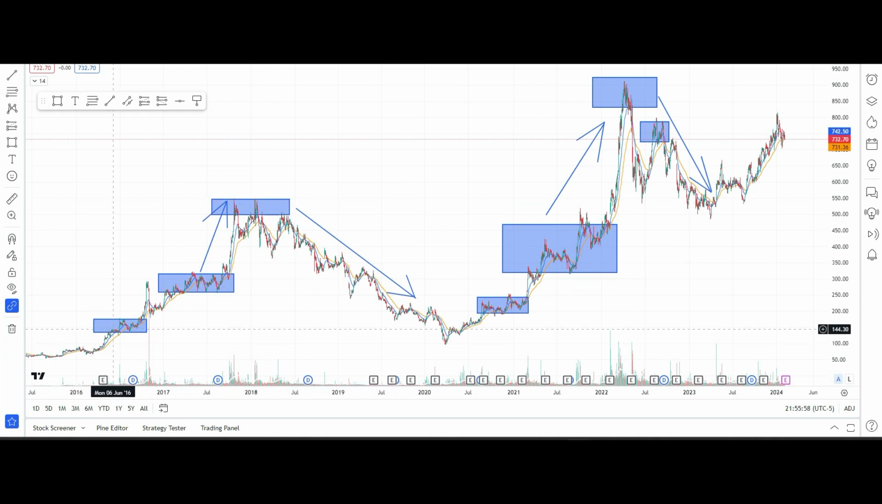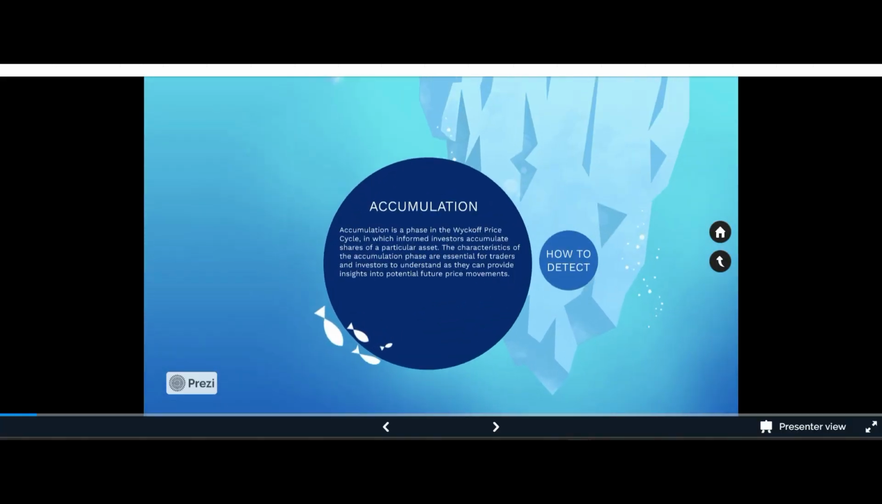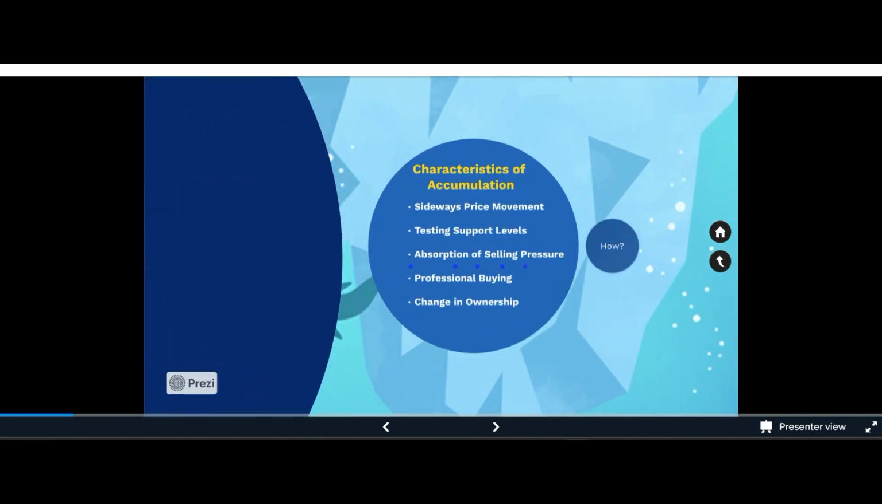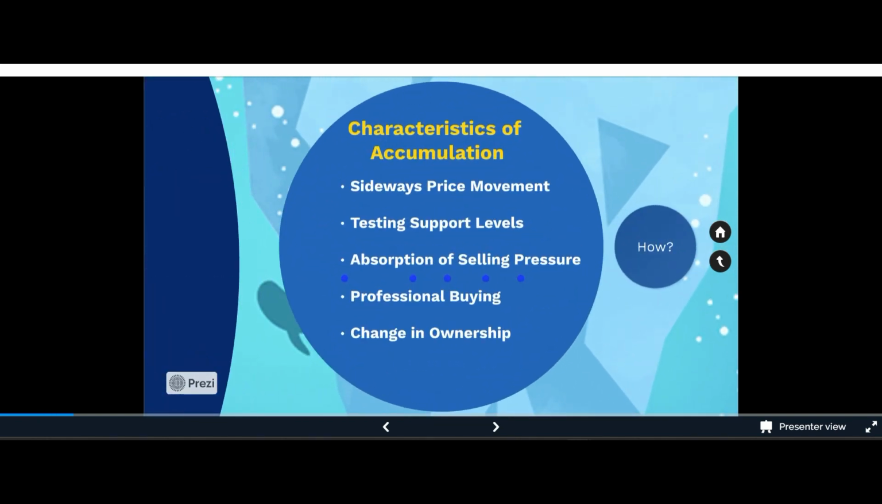The first phase is accumulation. Accumulation is a phase in the Wyckoff price cycle in which informed investors accumulate shares of a particular asset. In our case, it could be a Bitcoin, a stock, or a commodity, anything. If traders understand and can detect what goes on in accumulation, these are the characteristics you can find in the accumulation phase.